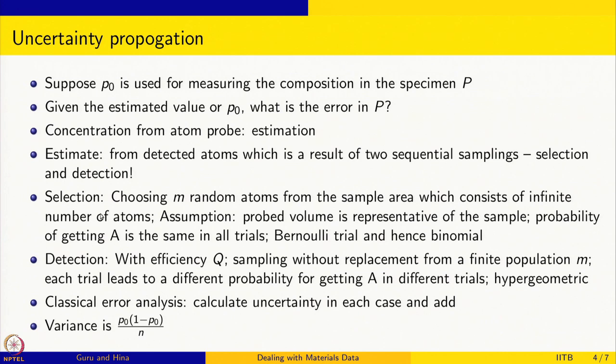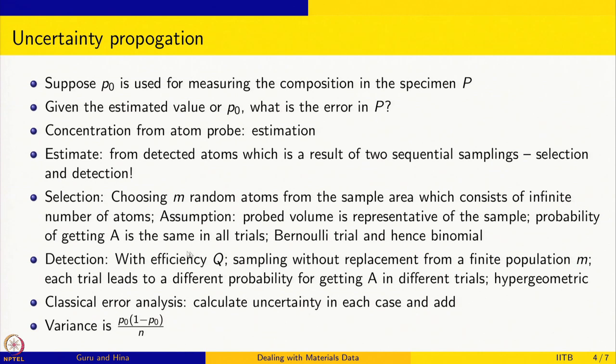Like we discussed earlier, selection is choosing m random atoms from the sample area, and the sample area is assumed to consist of an infinite number of atoms. In other words, the m atoms that we pull out is very small compared to the total number of atoms in the sample area. And the assumption is that the probed volume is representative of the sample. Again, if this is not so, we will get wrong results if we do the analysis. But we are assuming that the probed volume is representative of the sample. So, whatever results we get, we can say is actually the composition of the sample, or reflects the composition, or estimates the composition of the sample.